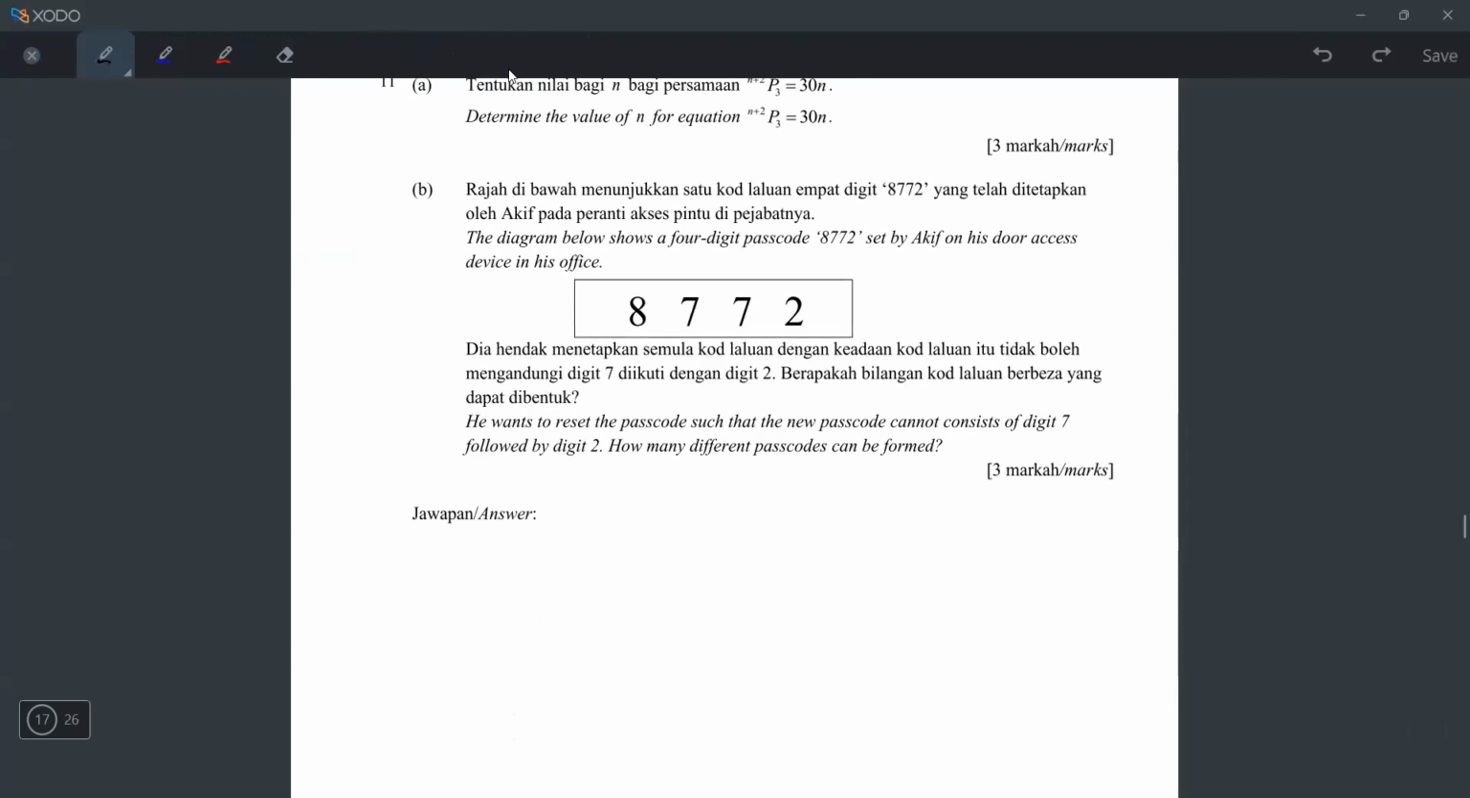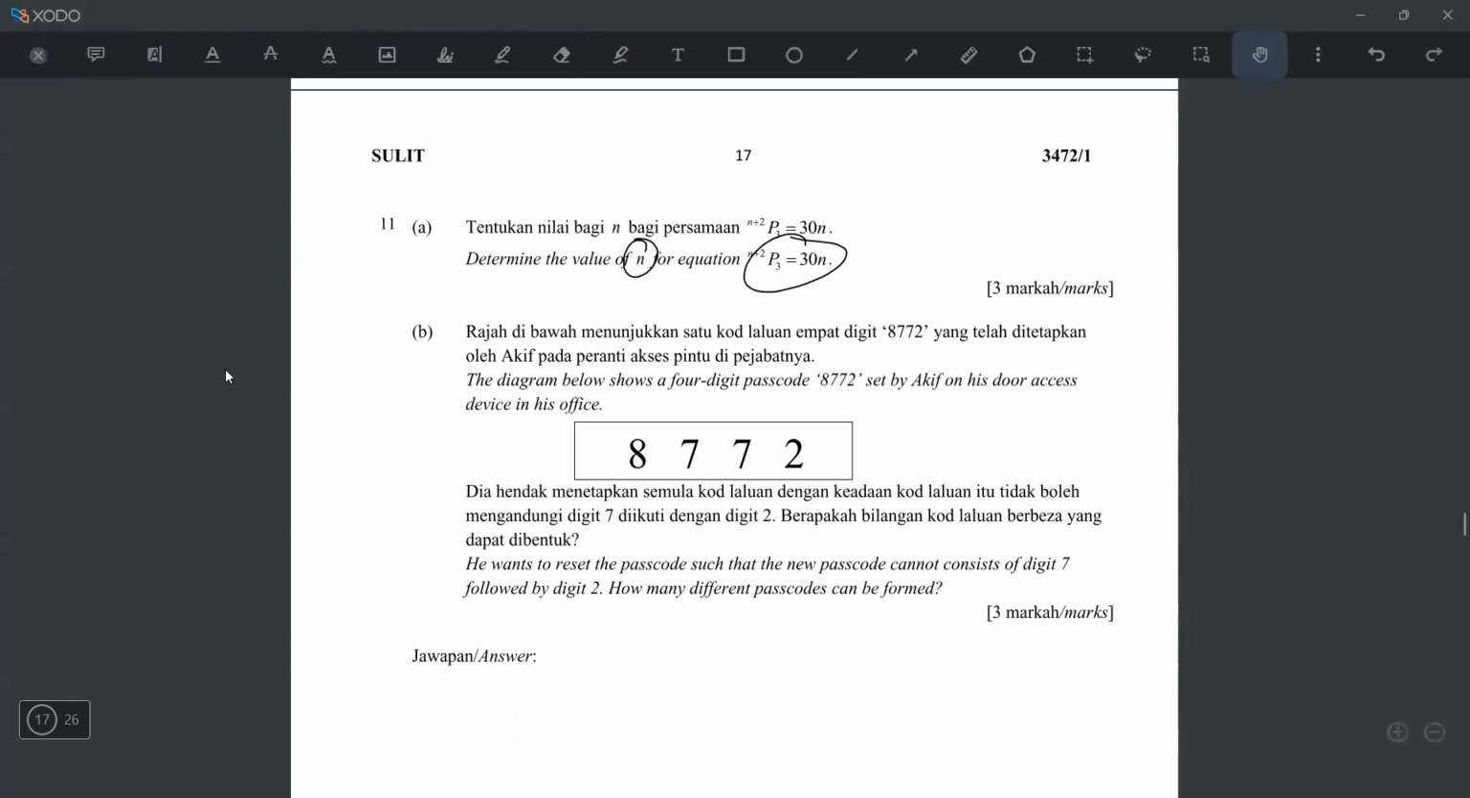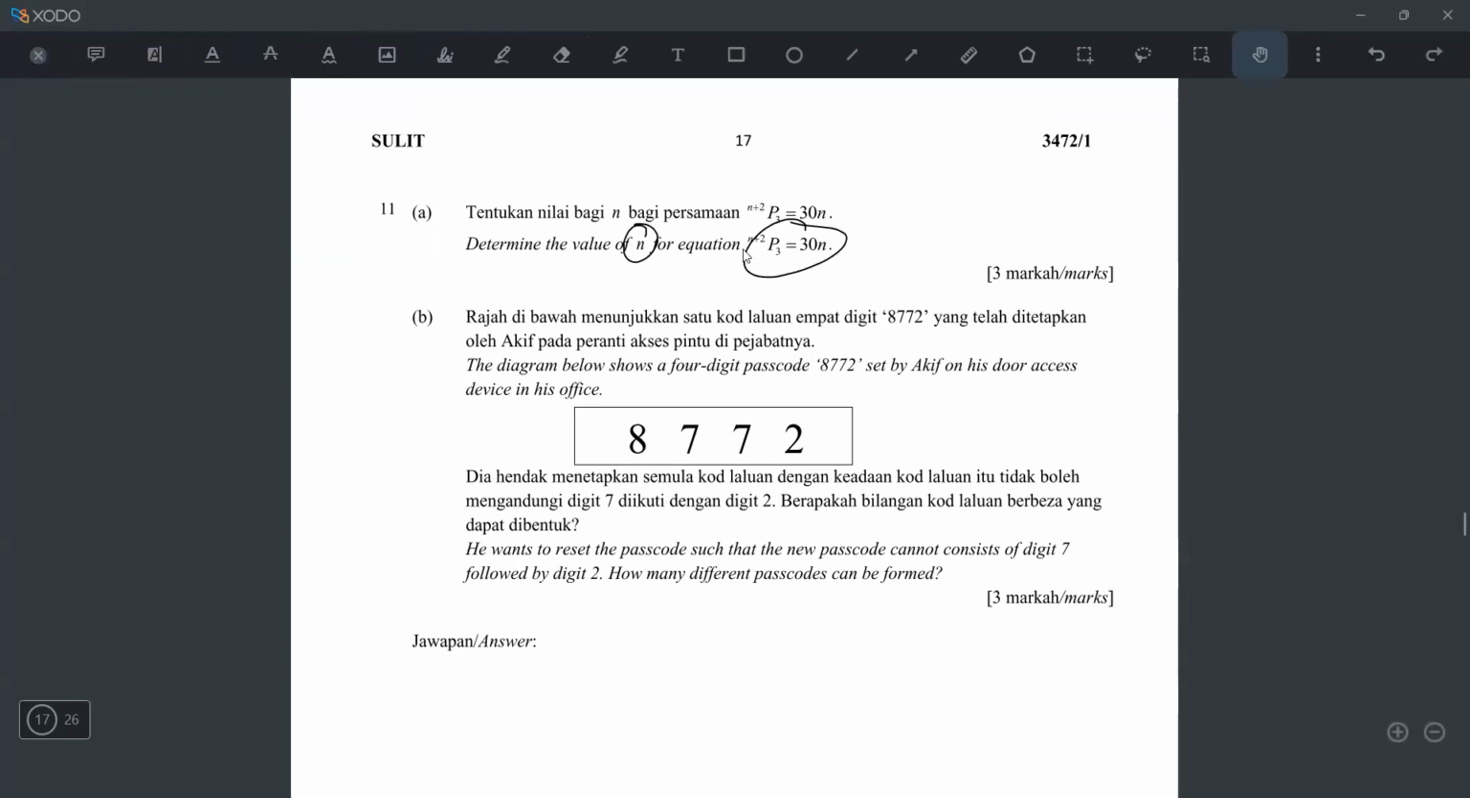So number 11. Determine the value of n for this equation. Okay, there's a few formulas you need to know. Actually, they ask a lot. This question in trial, I do a lot already. So let's talk about the formulas that you need to know.